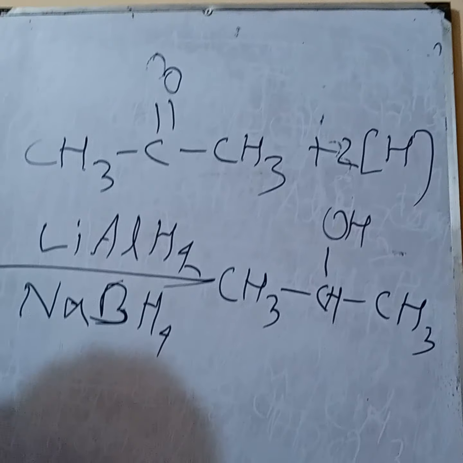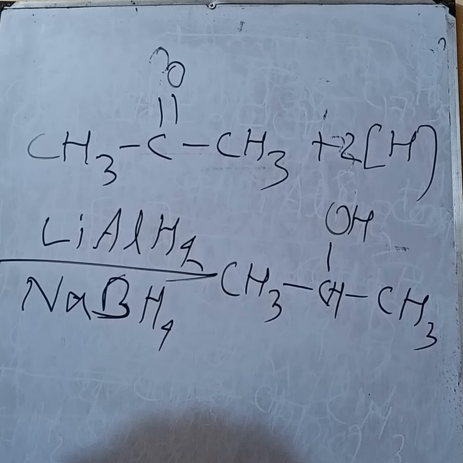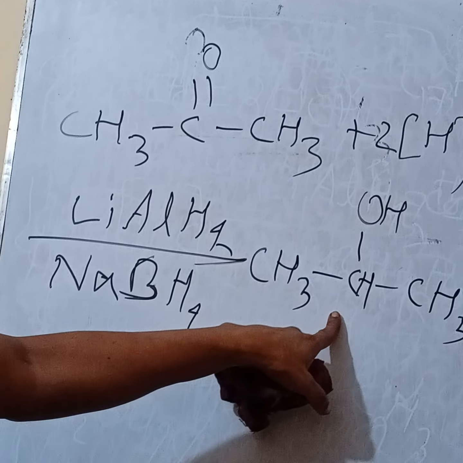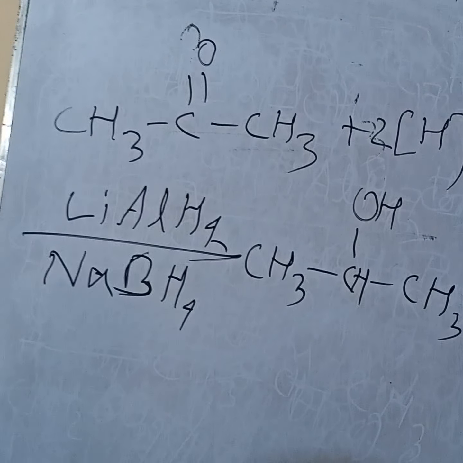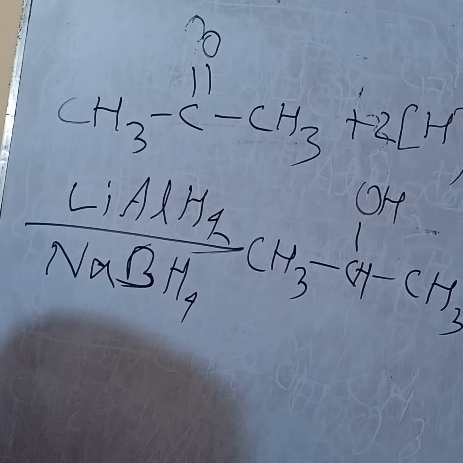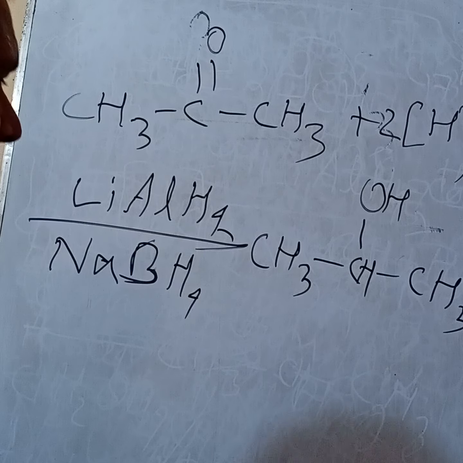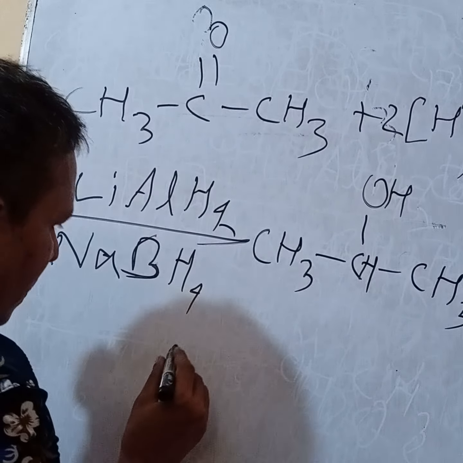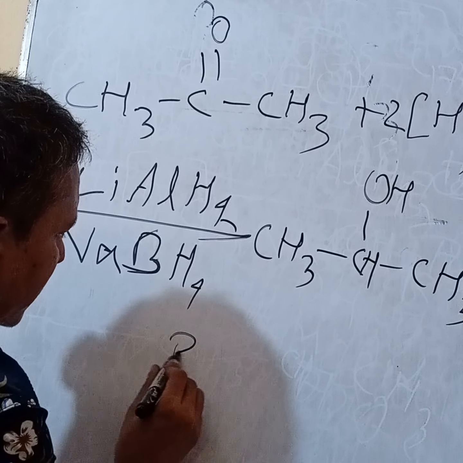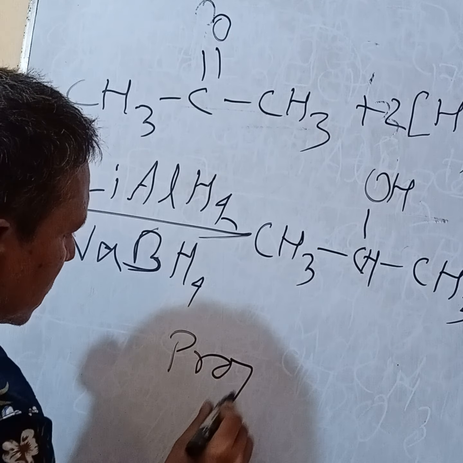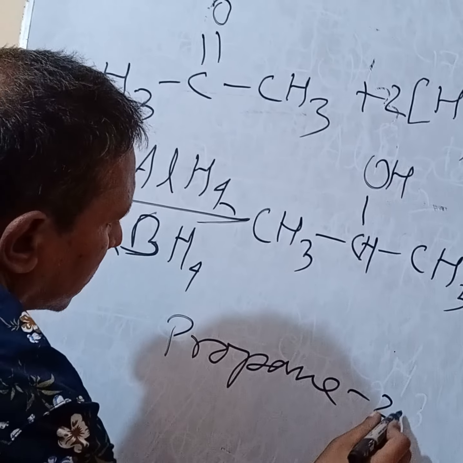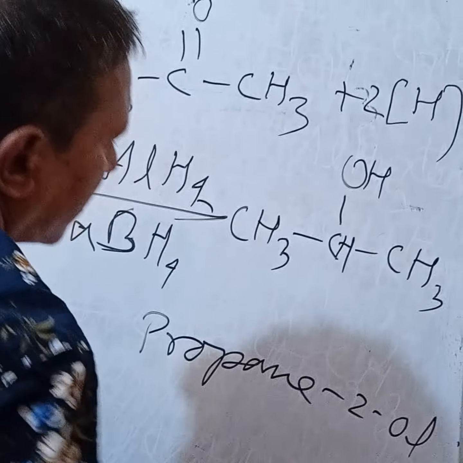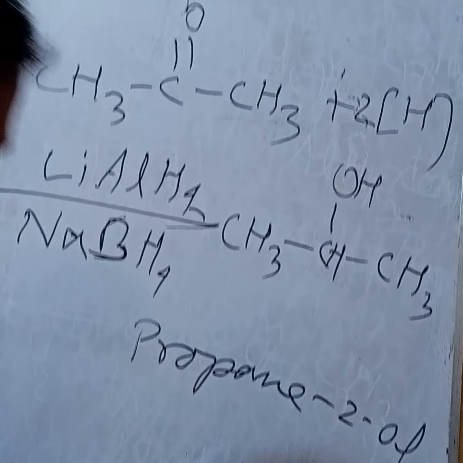What is its name? What kind of alcohol is it? Mono alcohol. But primary or secondary? Secondary alcohol, propan-2-ol, or 2-propanol.